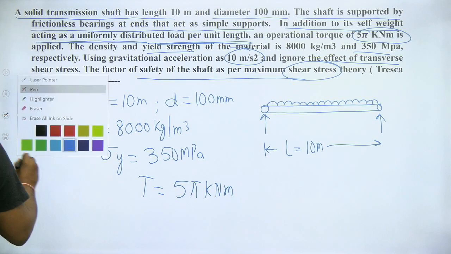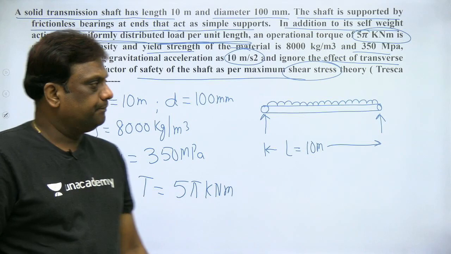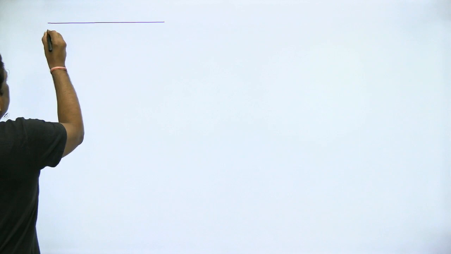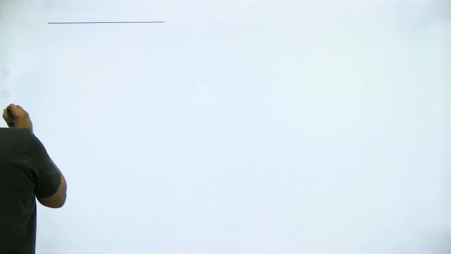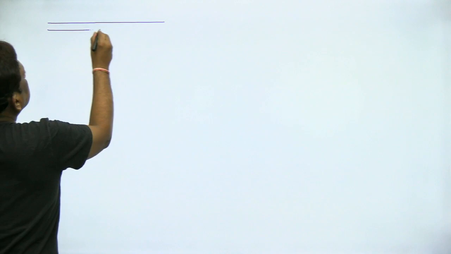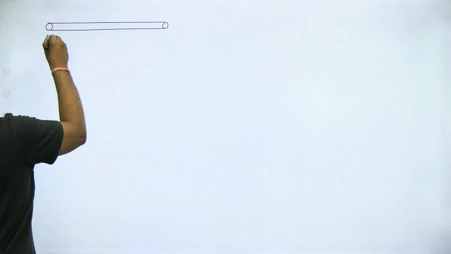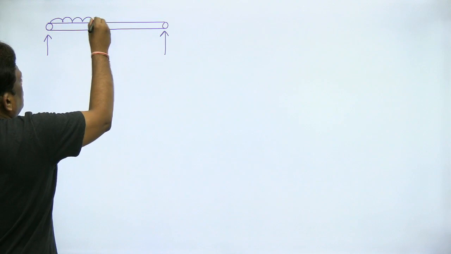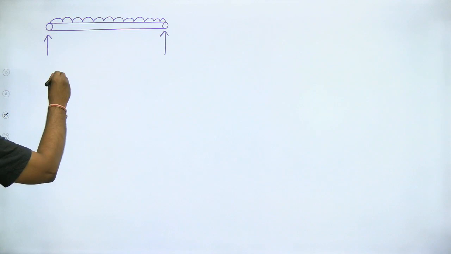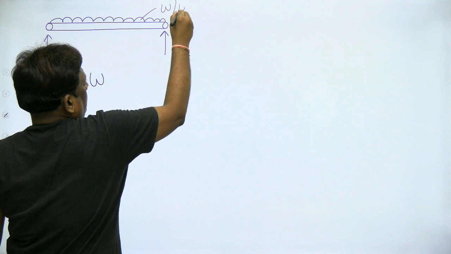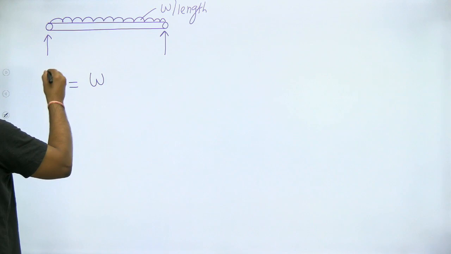Okay, we will try to solve this. You know, my dear students, when a shaft is subjected to a uniformly distributed load, we know that the maximum bending moment is given by, if the uniformly distributed load is W per unit length, WL square by 8.